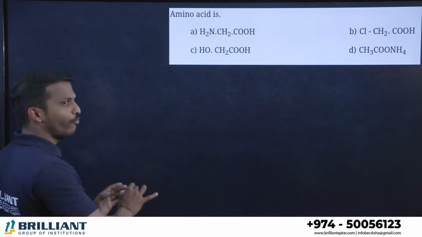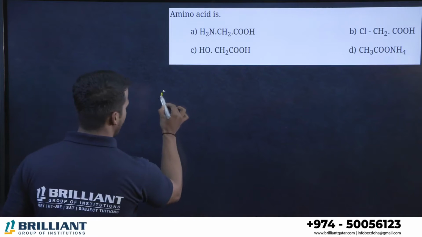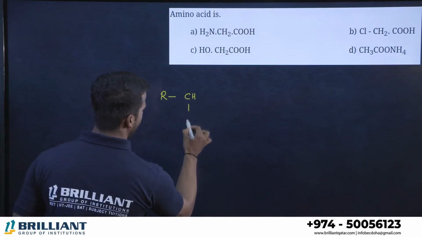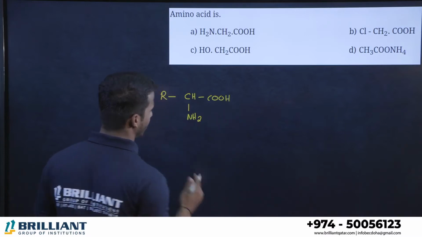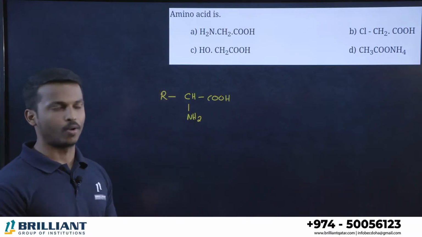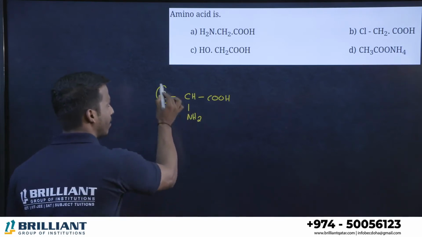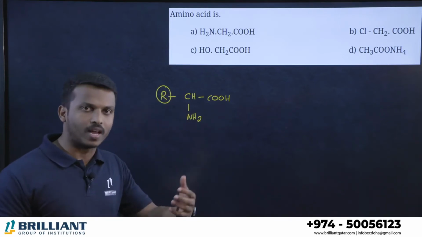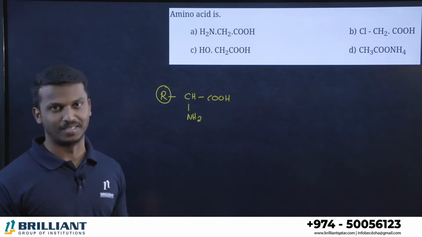What is the general formula of amino acid? You may have studied it in the chapter. That is RCHNH2COOH. This is the general basic representation of an amino acid. The R group can be anything: hydrogen, methyl, any group. Depending on that, it becomes different, various amino acids, right?